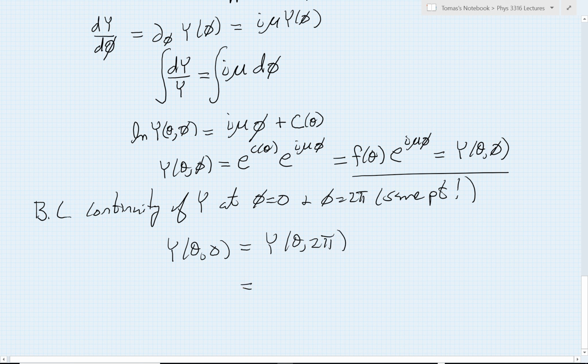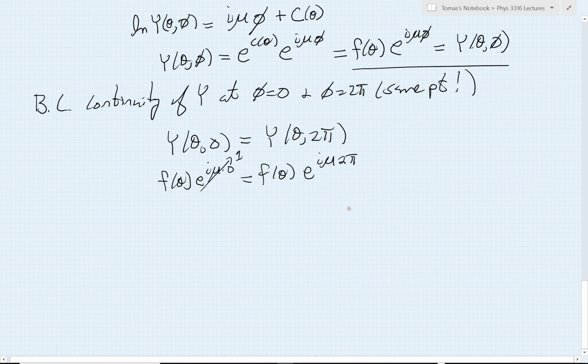So I know y at theta comma 0 has to equal y at theta comma 2 pi. But y at theta comma 0 from my solution here would be f of theta times e to the i mu times 0. And that, of course, we know is 1. And on the right-hand side, what I have is f of theta times e to the i mu times 2 pi. Now I have a condition on mu. The f's cancel out nicely also, so this must equal 1.